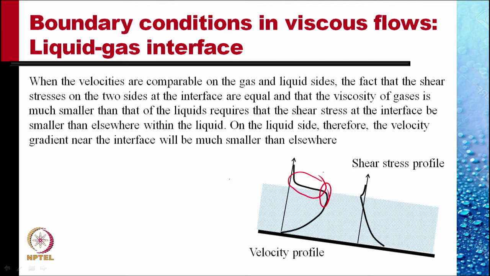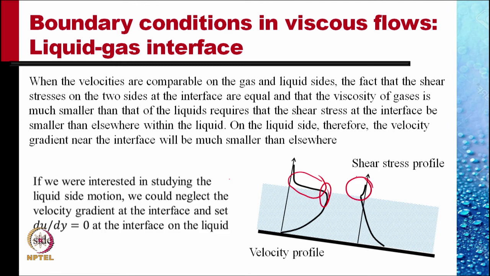In fact, as one approximation, we can neglect this velocity gradient and assume that it is zero. If we were interested in studying the liquid side motion, we could neglect the velocity gradient at the interface and set del u by del y equal to 0 at the interface on the liquid side, as stated earlier.